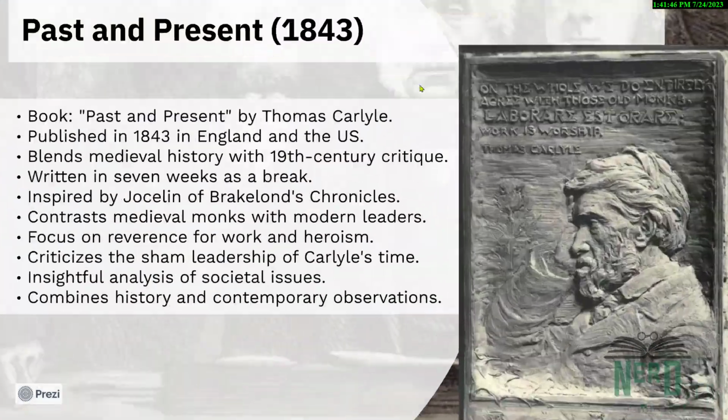Then we have Past and Present. Again, not much about it, they don't ask about it. They ask about the dates and the order that you have to remember. And as we know, it was published in 1843 in England and the US together. It blends medieval history with 19th century critique, was written in 7 weeks as a break, inspired by Jocelin of Brakelond's chronicles, and contrasts a medieval monk with modern leaders. It focuses on reverence for work and heroism, criticizes the sham leadership of Carlyle's time, and offers insightful analysis of societal issues, combining history and contemporary observation.